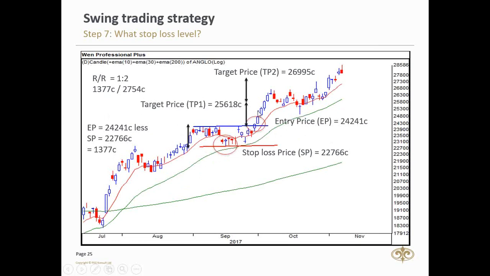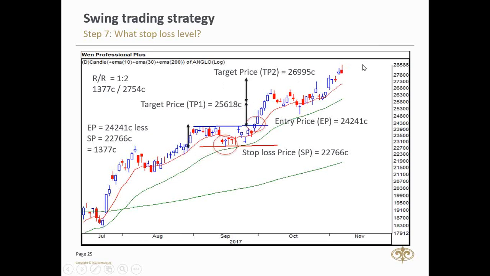So my first target price would be the difference between the two of them here. So my 13 Rand 77 added to my entry price. That's my first target price. It exceeded that. Then it pulled back a bit. My ideal target price would be 1 to 2, so 269 Rand 75. I did eventually reach it, went way above it.